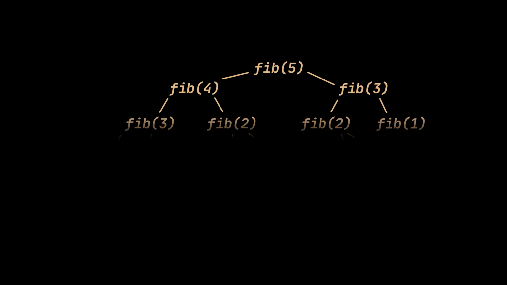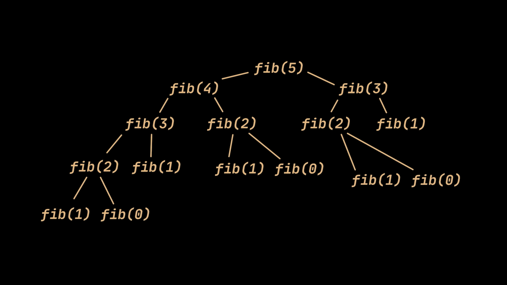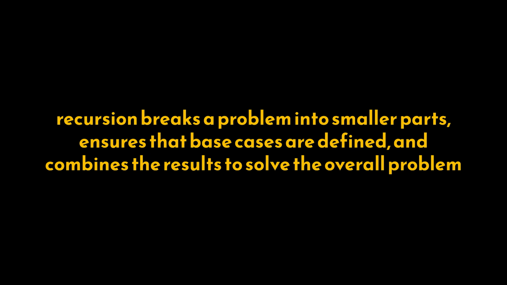Calling Fibonacci of 5, for example, triggers recursive calls, breaking the problem into smaller parts until the base cases, Fibonacci 0 and Fibonacci 1, are reached. These base cases return their respective values, 0 and 1, which are then summed up through the recursive chain to produce the final result. This example highlights the essence of recursion: breaking a problem into smaller manageable parts, ensuring that base cases define where the recursion stops, and combining the results to solve the overall problem.